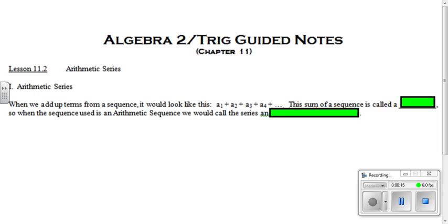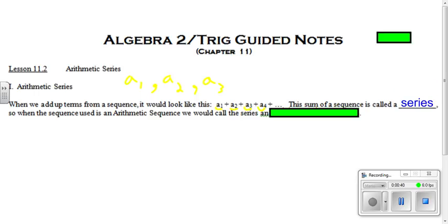It would be our a sub 1 plus a sub 2 plus a sub 3 plus a sub 4 and so on. So whereas before we just said a sub 1, comma, then a sub 2, comma, then a sub 3, and we just got what each of those numbers are, in a series, we're adding all of those up. So the sum of one of these sequences is called a series.